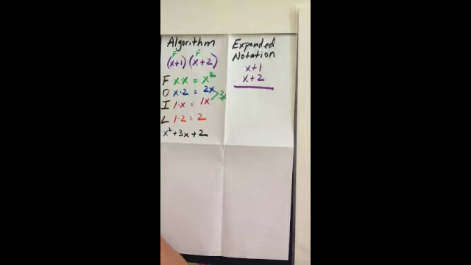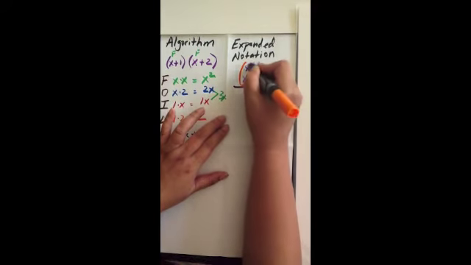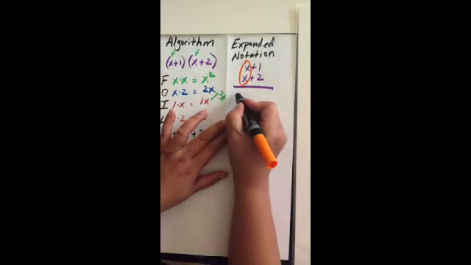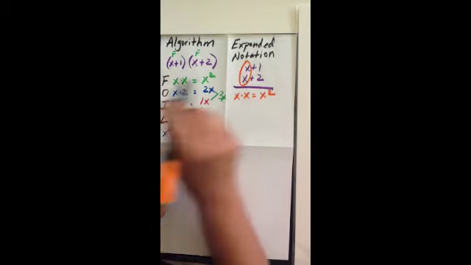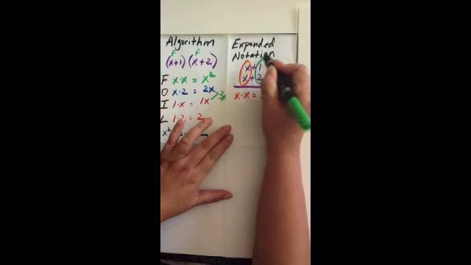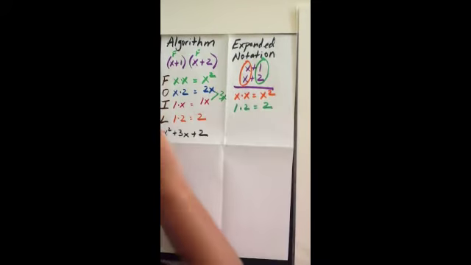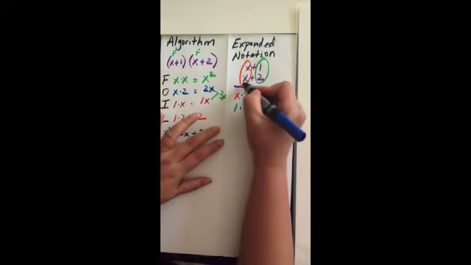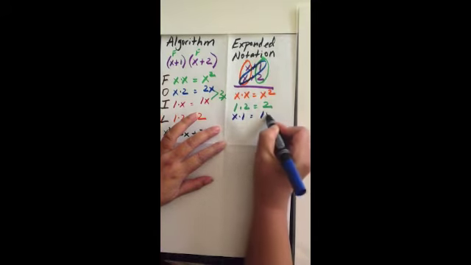And I'm going to start off multiplying the x's first. So I'm going to put x times x, which gives me x squared. From there, I'm going to multiply 1 times 2. So I'm going to write down 1 times 2. That gives me 2. I'm going to do the diagonals, which is x times 1. I'm going to write x times 1, which equals 1x.